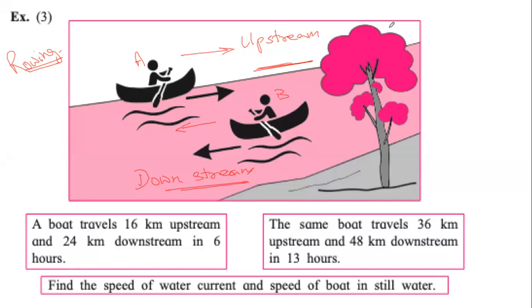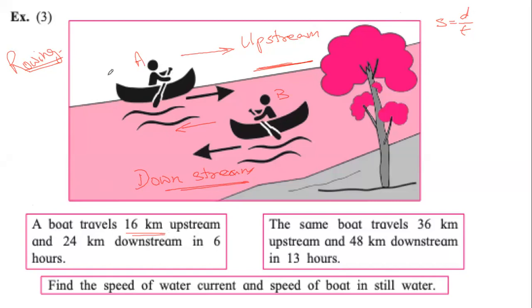So clearly, the speed of B is more than the speed of A. So this question is about speed, distance, and time. And remember, we already said speed equals distance by time. I will read the question for you. The first part says, a boat travels 16 kilometers distance upstream.